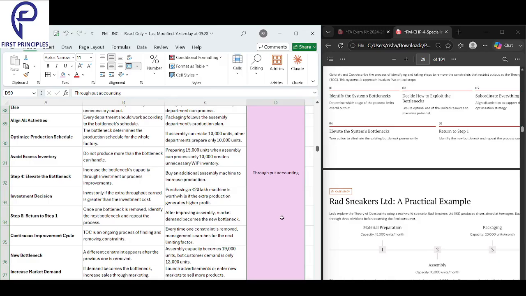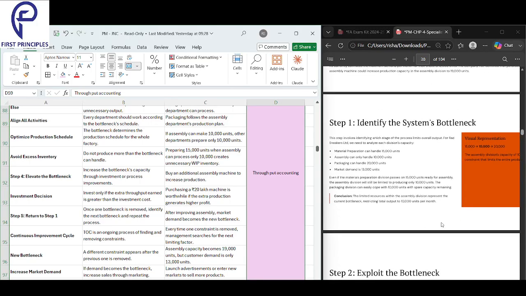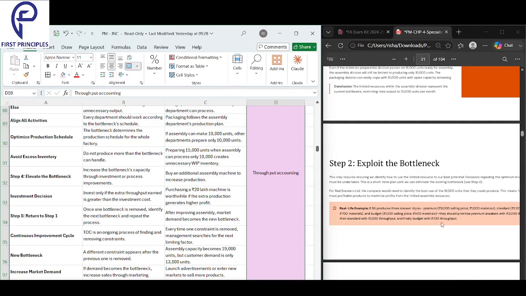So what you did now, you try to maximize the bottleneck and align all the other activities of all the other departments to make sure the machine with the bottleneck is at its maximum potential. You're doing the best you can. Finally, as time passes, in the long term, you increase the capacity and then follow the same process for all other bottlenecks. This is just for one bottleneck. So identify the system's bottleneck. Second, you exploit the bottleneck. This step requires identifying how to use the limited resources to the best of their potential.